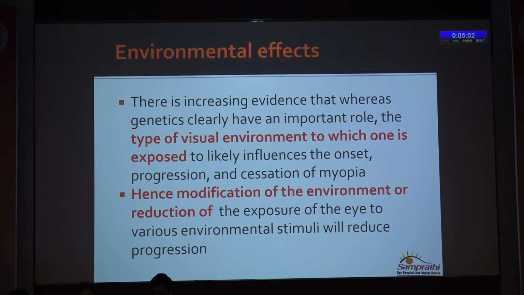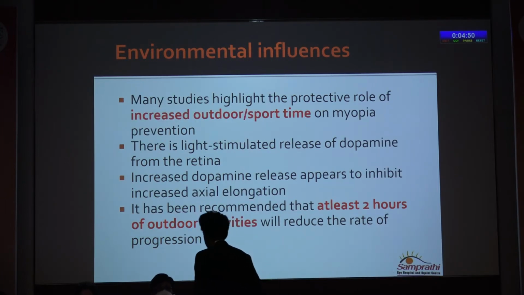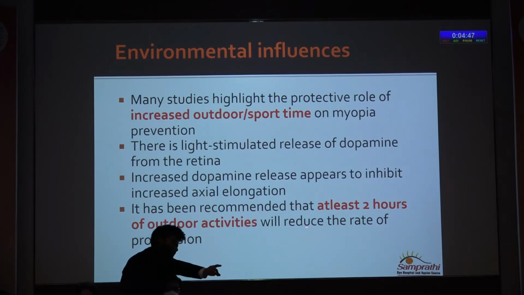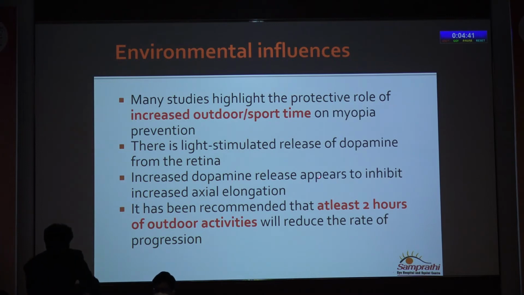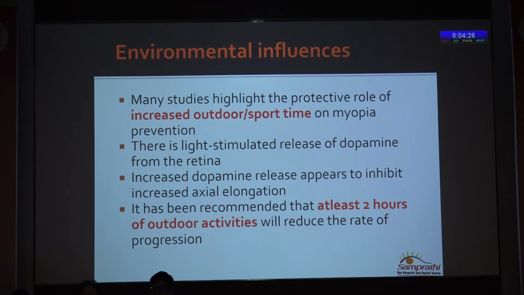Environmental effect has been shown clearly to have a huge impact on the onset and progression of myopia, and hence modification of these factors or reduction of the exposure of the eye to these influences may definitely slow down the progression. It has been recommended that at least 2 hours of outdoor activity for children has been shown to significantly reduce the rate of progression. The mechanism is that light stimulates the release of dopamine from the retina, and this dopamine is supposed to inhibit axial length elongation. Here it is important to remember it's not just the physical activity, it's just being outside, exposed to the sunlight, that itself has been shown to reduce the rate of progression.